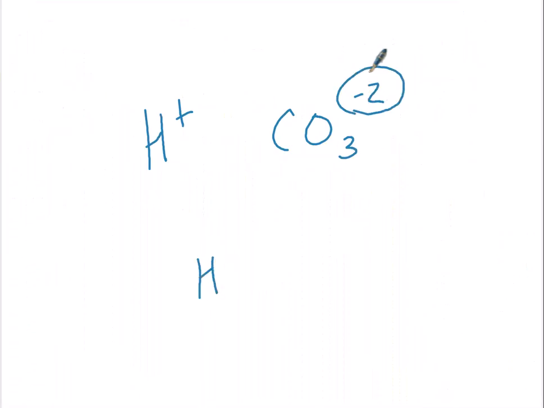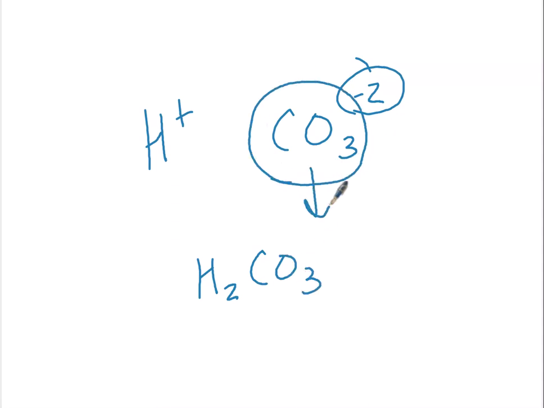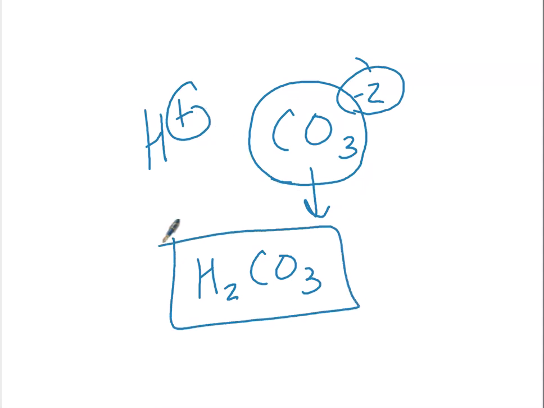So again, we're going to put that 2 over here. When I bring the 2, I do not bring the negative, only the number. And then I've got to bring the CO3 because that whole polyatomic ion goes down. And then the 1 goes over here, which we just don't write. And that's how we got H2CO3.